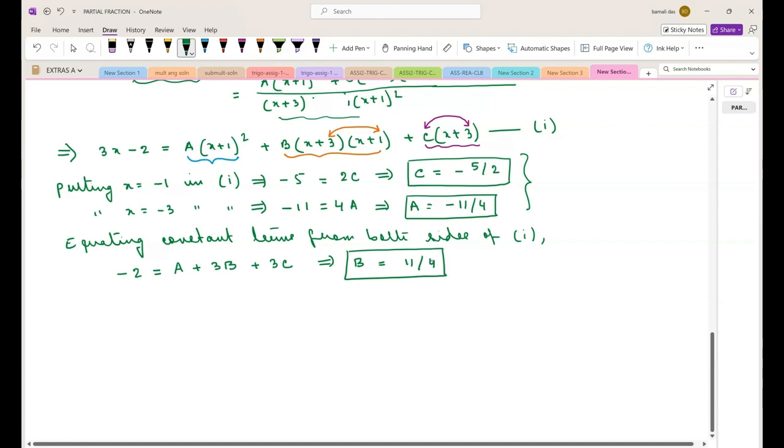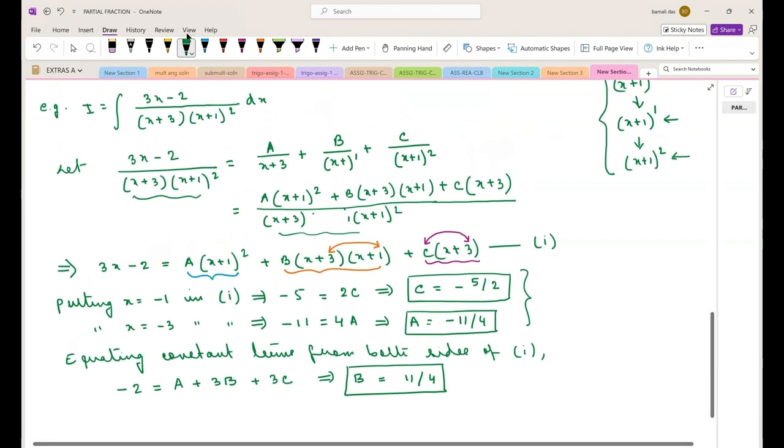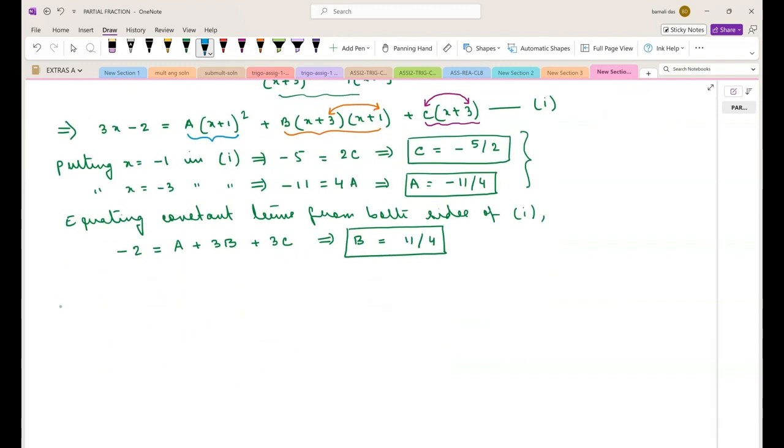Now that I know all the three constants, I will put them back in this step. That is, the integral that I had, this is my integral. Now instead of writing it in this form, I'm going to write it in the split form, replacing the values of a, b, c. So my integral will look now like this.